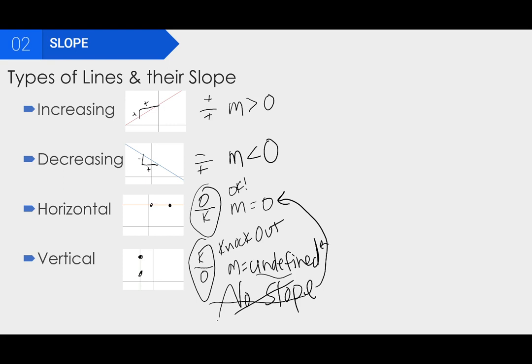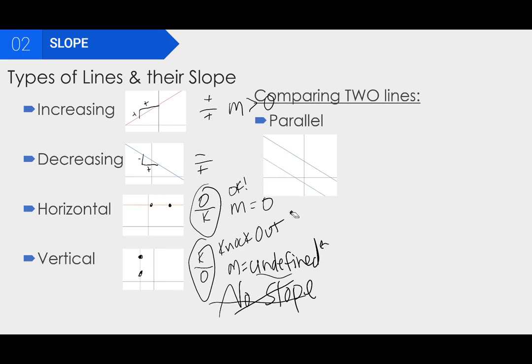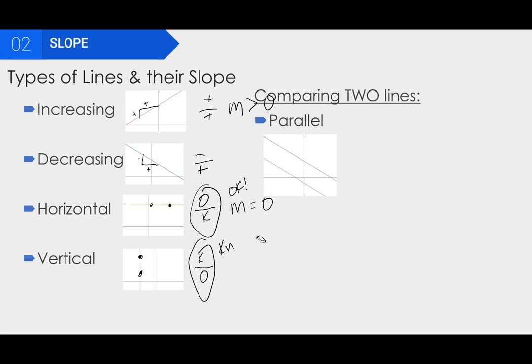You can also learn about how lines interact if you know the slopes. If we're comparing two lines, let's say we're comparing parallel lines. Parallel lines never touch. They have the same slope in order for that to be true. They have to be inclined in the same direction. So if we have two lines that are parallel, they have the same slope, and vice versa. If two lines are of the same slope, then we know that they're parallel.